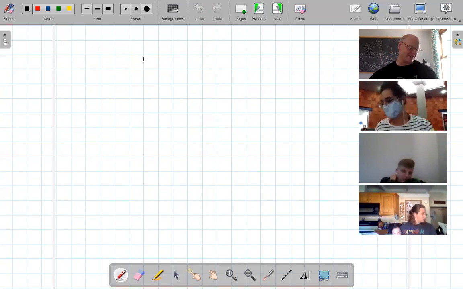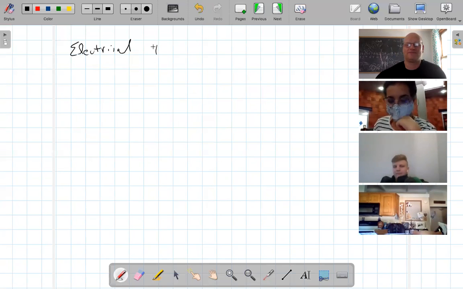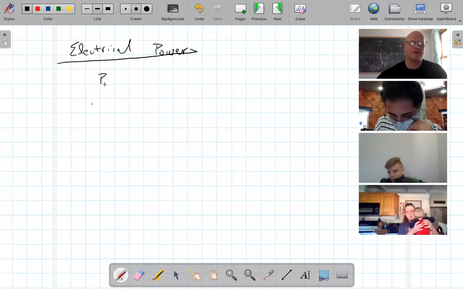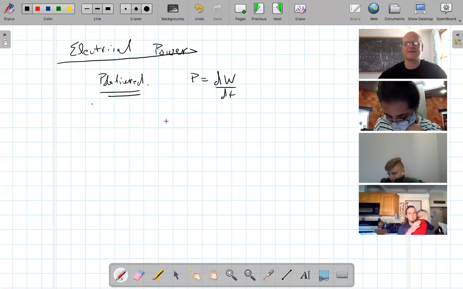So one more topic to talk about in this chapter, and that's electrical power. So the first power we're going to talk about is what we're going to call power delivered. Remember that power is equal to the rate of change of work with respect to time. So this is power by definition.